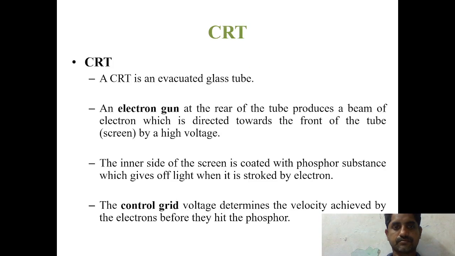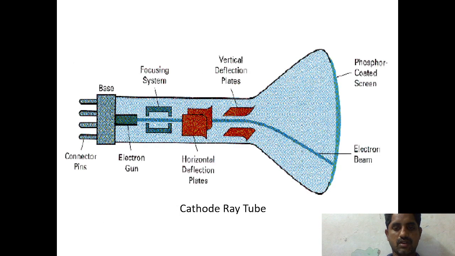Mainly the electron gun produces the beam of electrons. Those electrons move based on the focusing system, which directs them horizontally or vertically. Then they go to the phosphor coated on the CRT. When they hit the phosphor-coated screen, the image is displayed on the screen. So this is the diagram of the cathode ray tube.